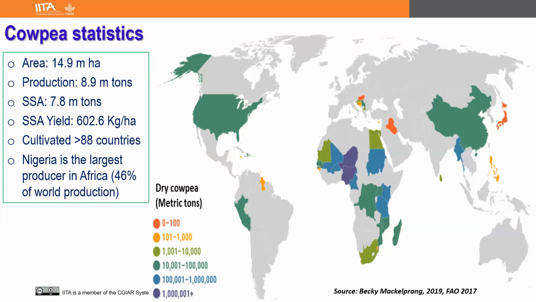So cowpea is a very significant crop because of its versatile habit, growing in marginal soil, and also its inherent tolerance to heat and drought. It is cultivated in more than 80 countries worldwide. And Nigeria so far is the largest producer and consumer of cowpea. It accounts for about 46% of world production. So it's a key crop, and there has been a lot of attention to this crop because of its nature in fitting to the climate scenarios that are coming these days.